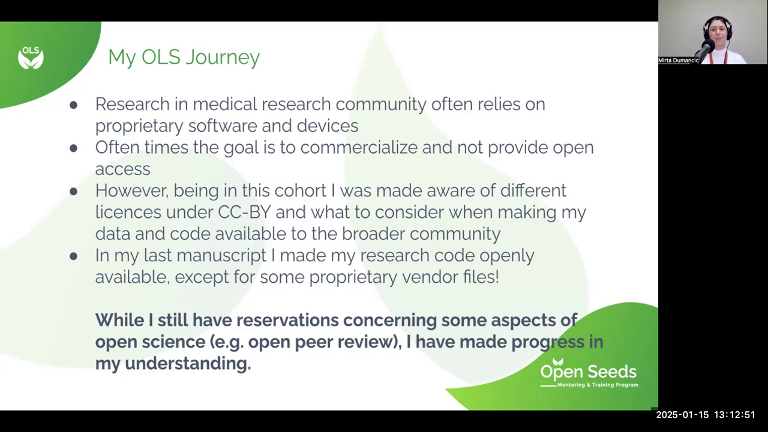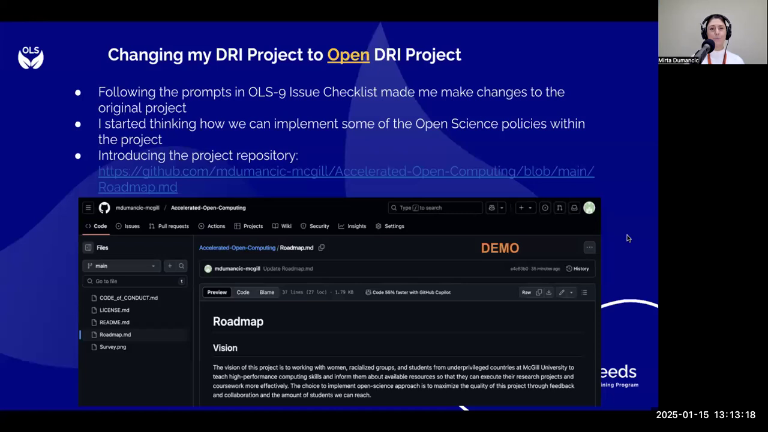And also in my last manuscript, we made the research code openly available, except for some proprietary vendor files. And so I would say that being a part of this cohort has significantly impacted my understanding of open science and my considerations in certain ways I can implement those principles. And while I'll still have some reservations concerning some aspects of open science, I've made significant progress in my practice and understanding. So I would like to talk a little bit about the accelerated computing project that I proposed.